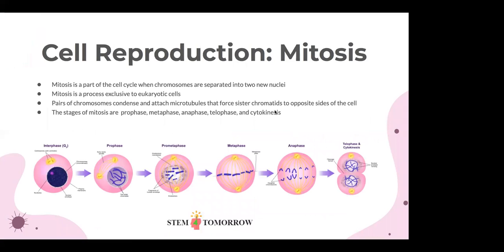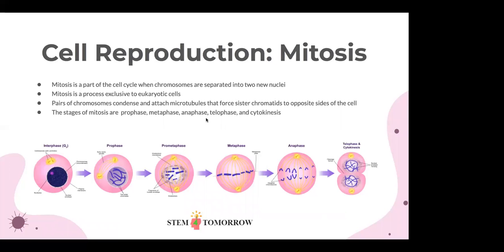All right, next we're going to talk about cell reproduction through mitosis. Mitosis is a part of the cell cycle when chromosomes are separated into two new nuclei. Mitosis is a process exclusive to eukaryotic cells, and pairs of chromosomes condense and attach microtubules that force sister chromatids to opposite sides of the cell. And the stages of mitosis are prophase, metaphase, anaphase, telophase, and cytokinesis.